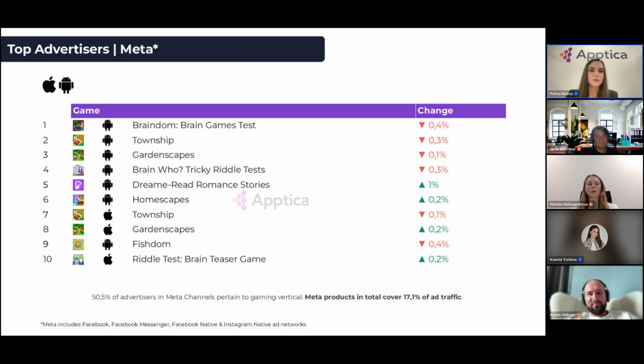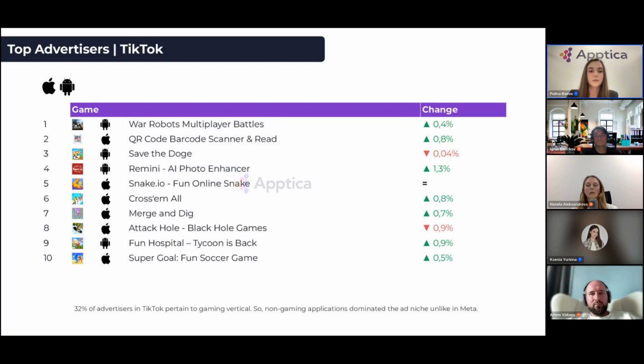As we focus today on Meta and TikTok specifically, I want to point out that more than a half of advertisers in Meta channels pertained to gaming vertical, and all in all, Meta products covered 17.1% of ad traffic. While the situation for TikTok was quite the opposite, because 32% of advertisers in TikTok were from gaming vertical, so non-gaming applications dominated the ad niche, unlike in Meta.